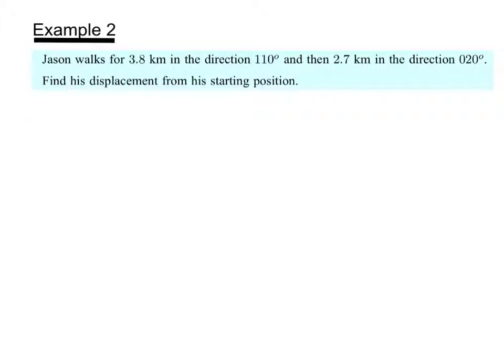Let's take a look at another example problem. Here we have Jason, who walks for 3.8 kilometers in the direction of 110 degrees and then 2.7 kilometers in the direction of 20 degrees. And we're asked to find his displacement from the starting position.